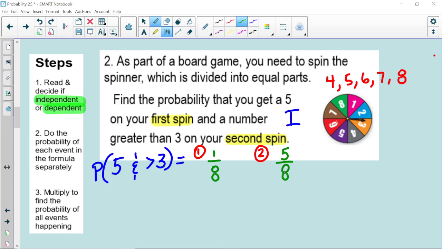So event 2, 5 chances of getting a number greater than 3 out of the 8 total outcomes. All right, now we did our events separately. Now we're going to multiply the fractions because we have multiple events. So we're going to multiply our fractions.